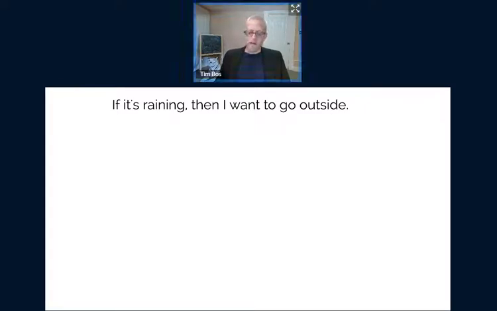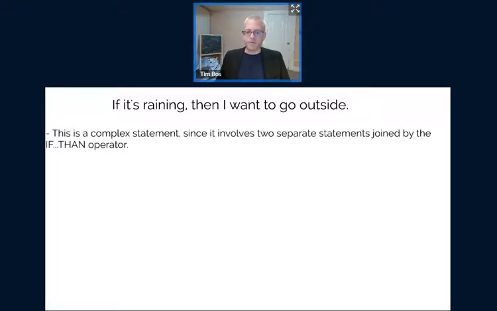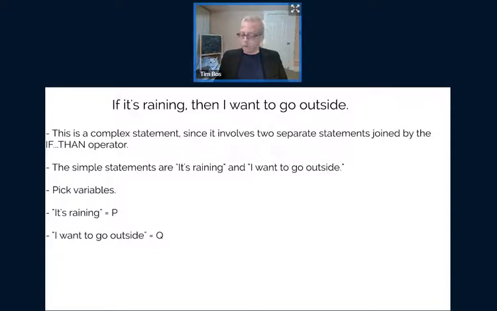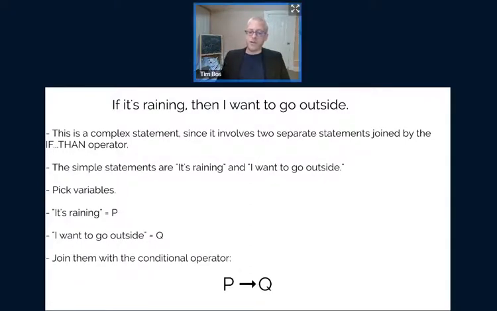Do the same thing with an if-then type statement. If it's raining, then I want to go outside. There's two different statements going on. It's raining and I want to go outside. And they're being joined by that operator. So the operator needs to be represented with the little arrow, of course. And each of the simple statements needs to be represented by a variable, like P and Q. And then join them with that conditional, and you get this.